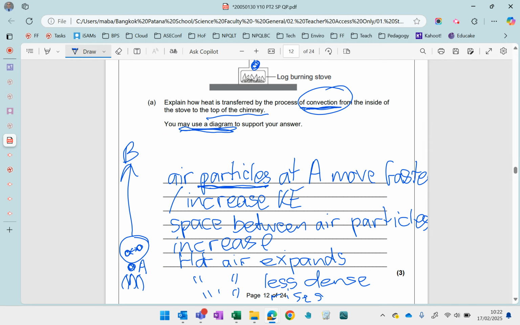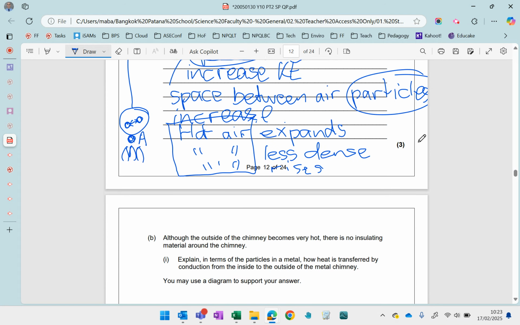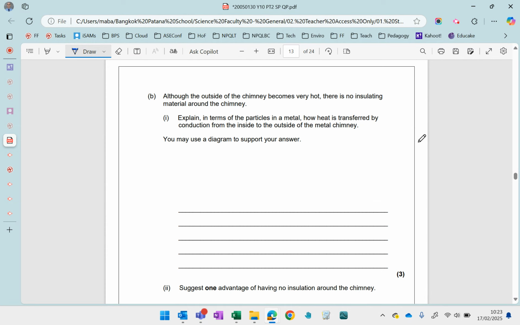If you look, the first part of my explanation talks about the air particles, using the kinetic theory particle model, and then the latter part of my answer talks about the hot air expanding, being less dense and rising. There's no insulating material around the chimney. So now it's asking us to explain conduction.